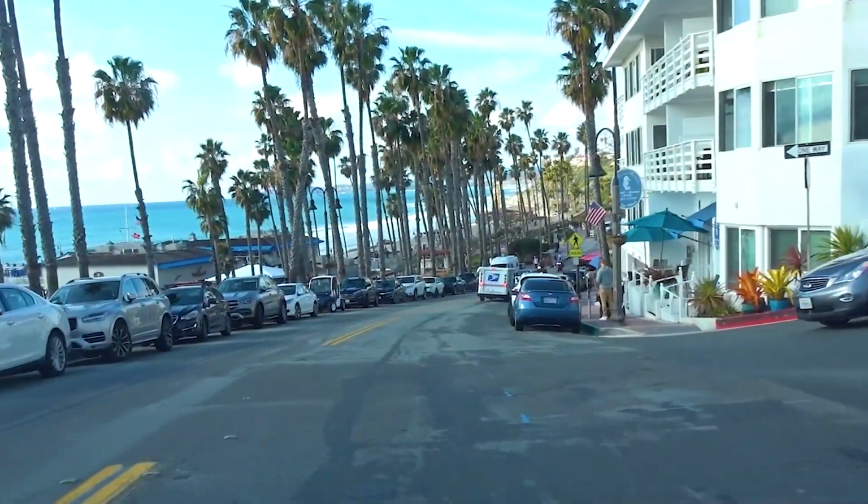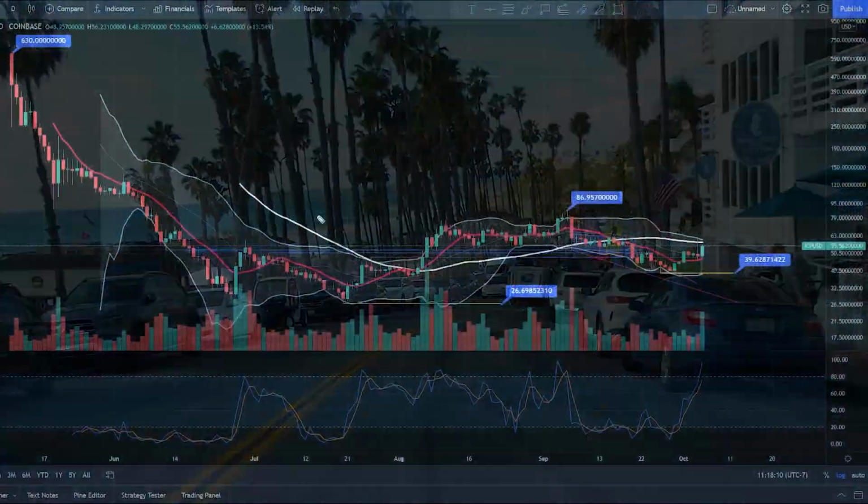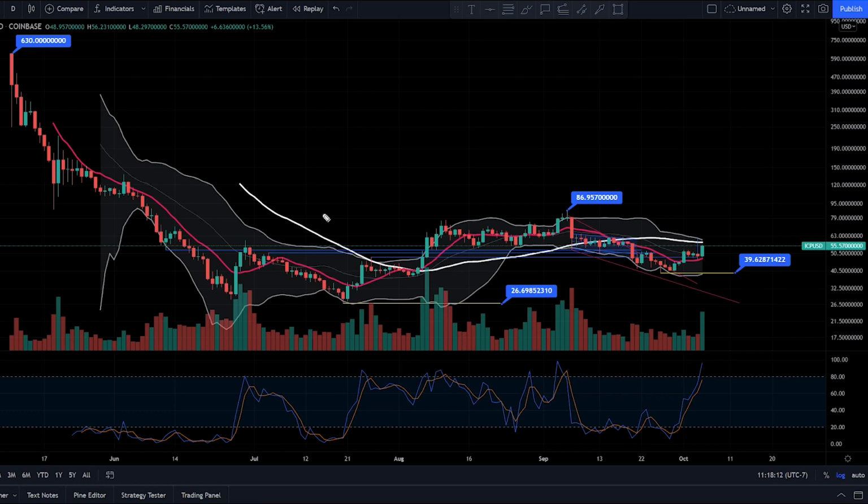Let's take a look at Internet Computer ICP. This is the daily chart for ICP. The data that I have is to 11 a.m. Pacific Standard Time on October the 5th. ICP definitely had a really rough time this year, after it traded as high as 630 around the first week in May.